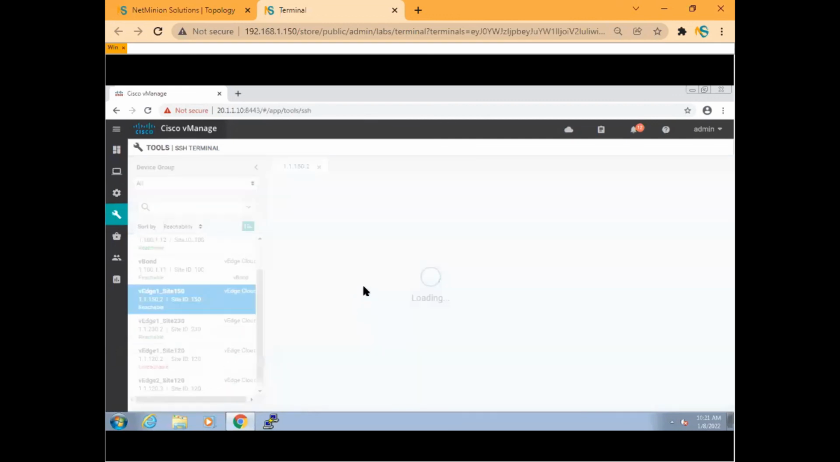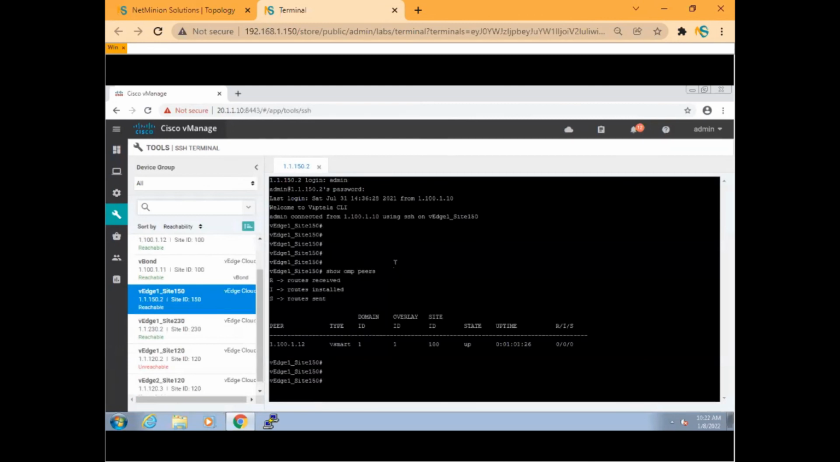Again, there are a lot of things here to understand and to work on. If I need to take the console of the CLI, I need not go to the device individually. I can take the CLI of any device from here, like show OMP peer or whatever I want to use. So this is the high-level overview of SD-WAN. About architecture and everything else, we will talk in the classes.